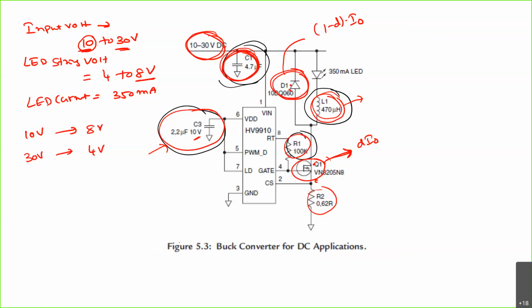Right, so here the range is given, so we need to talk about the worst case scenarios. Let us assume that the input is the lowest and the output is the highest, or the input is the highest and the output is the lowest. So that means 10 V, 8 V, and the value here, if you assume continuous conduction, what is the D range?